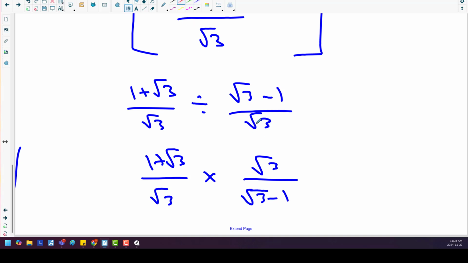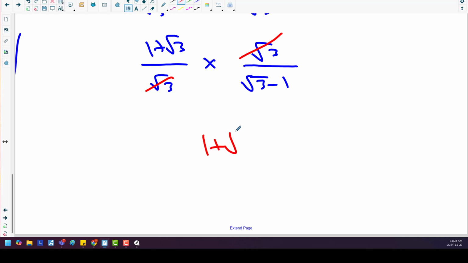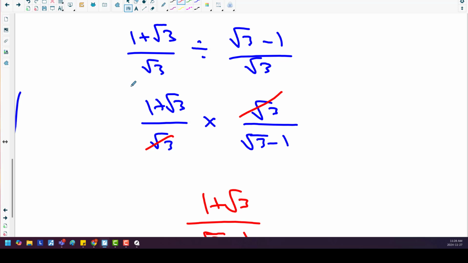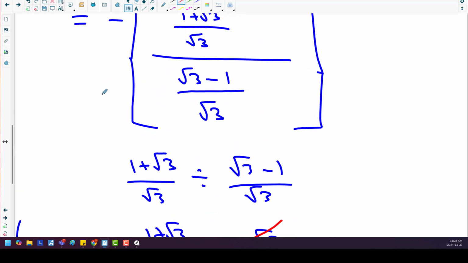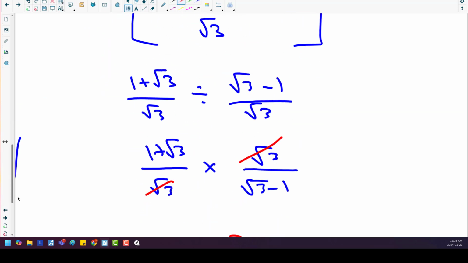And then you'll realize that these will cancel out. And you're left with 1 plus root 3 over root 3 minus 1. And don't forget that negative sign that was out in front, always, from the very beginning. Remember this negative sign? So you still have that negative sign.